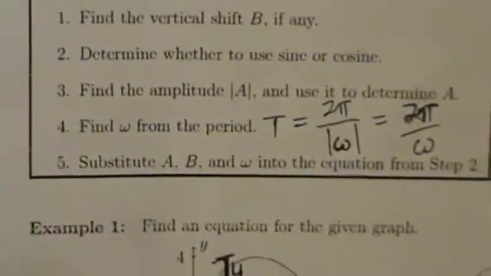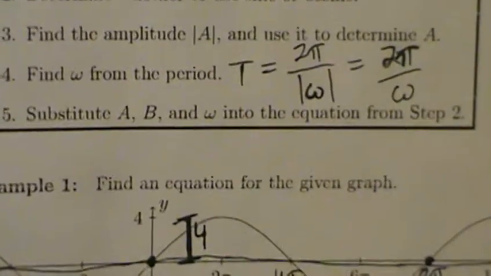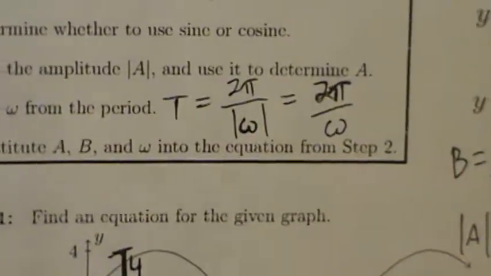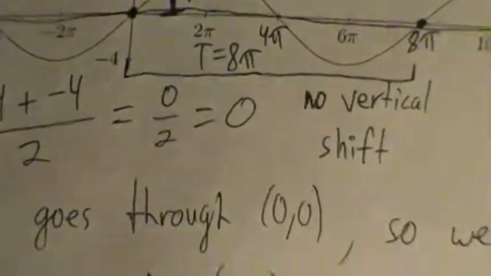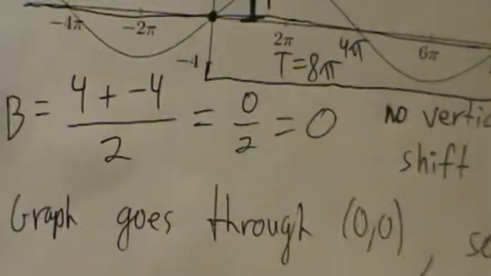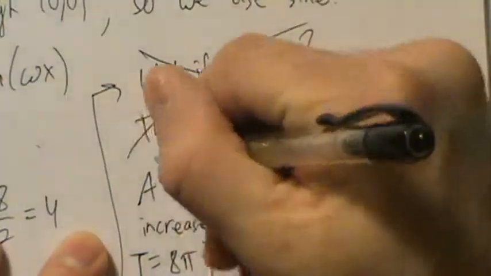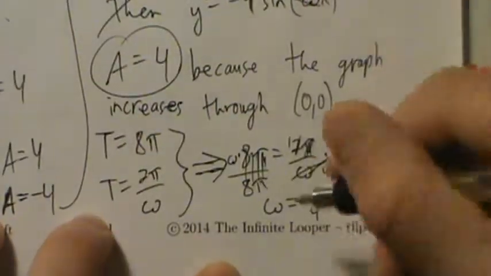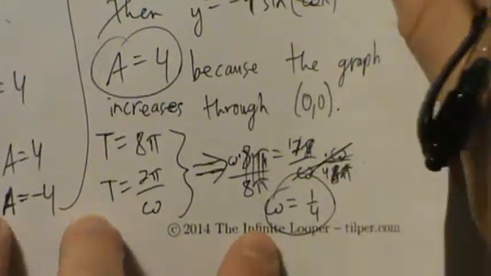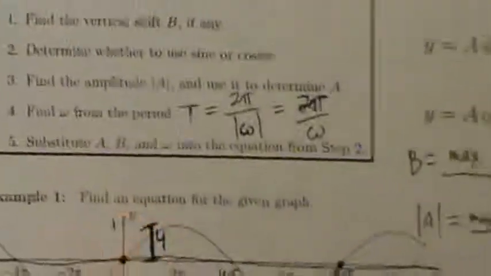So now step 5, substitute A, B, and omega into the equation from step 2. In step 2, we determined that we're going to use the sine. Okay. So now we have to put A, B, and omega in there. B is 0, so there's nothing to do there. A, we already found out is 4. So A is 4, and omega is 1/4. Now the only thing we have left to do is just write the equation down. That's really all step 5 is, just write the equation.